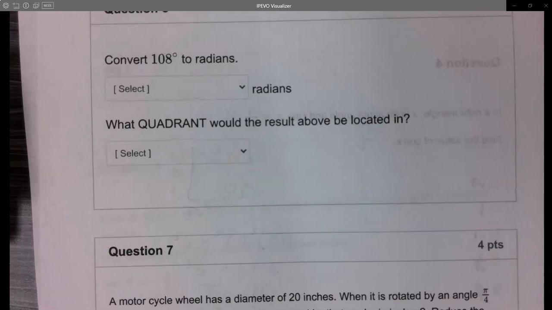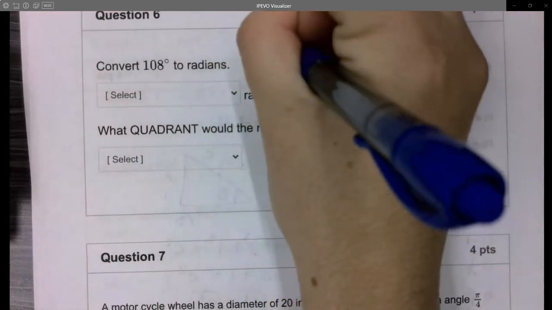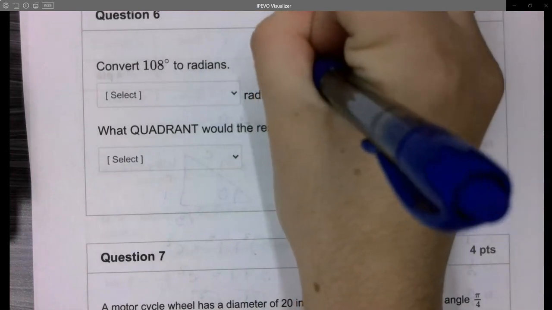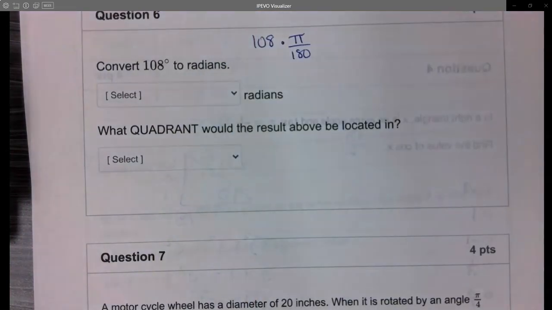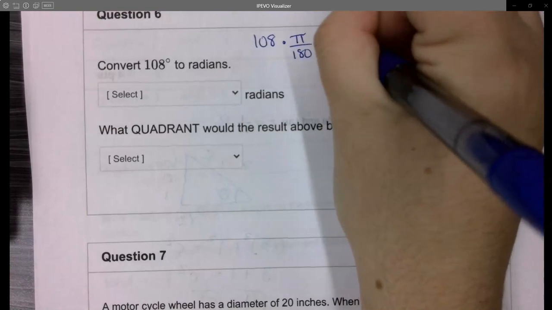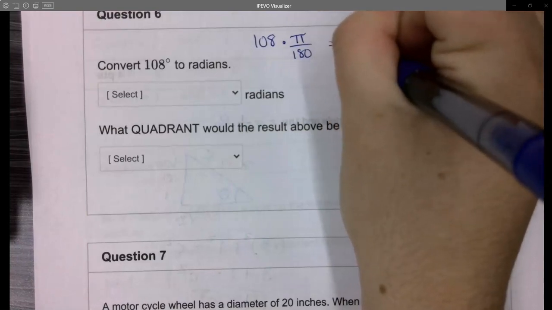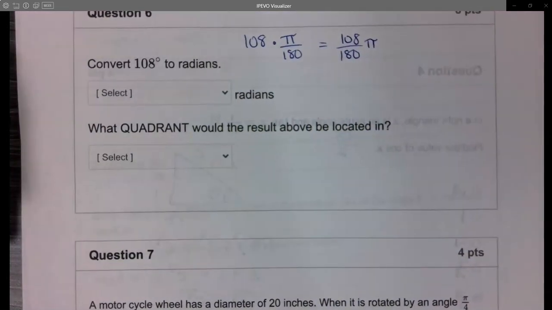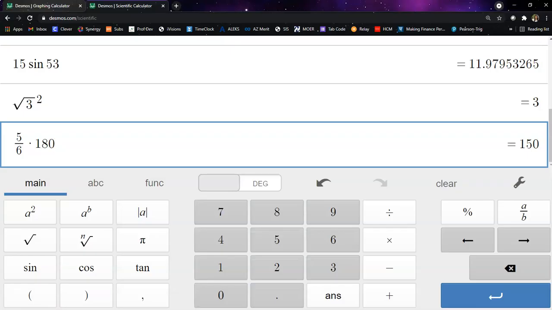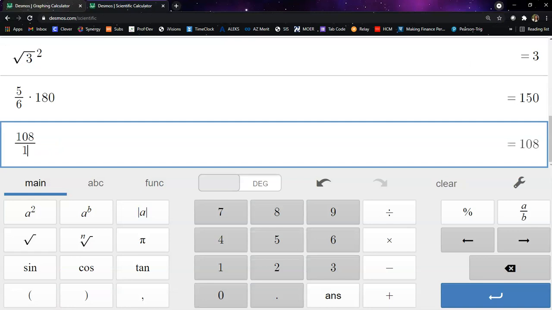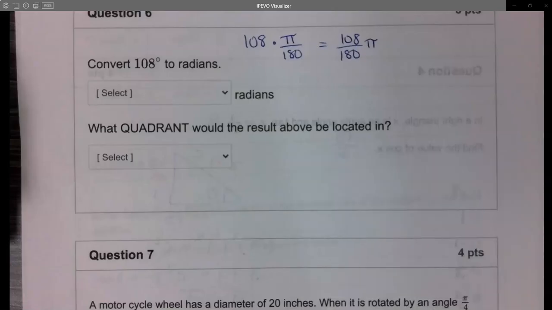The number 6 wants me to convert to radians. So to do this, I'm going to take my 108 and multiply by pi over 180. When I'm converting to radians, I always leave the pi. So I'm just going to rewrite this as 108 divided by 180, and the pi off to the side. I'm going to take just the fraction part and go to Desmos and type that in, and simplify the fraction, which is 3/5. So my final answer is 3 pi fifths.